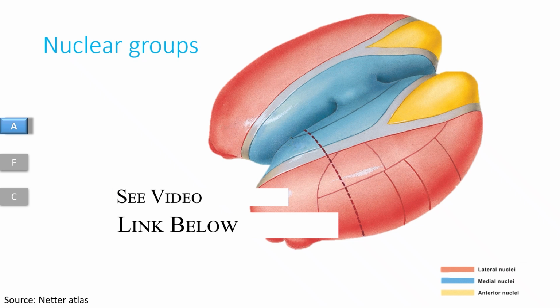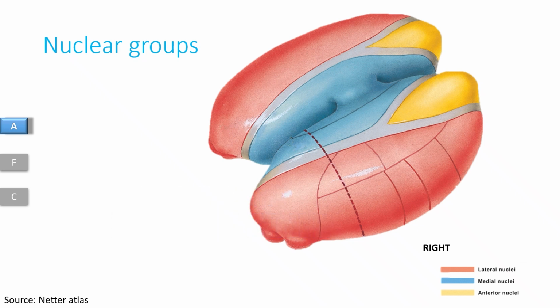Now coming to the nuclear groups, I've already shared a video about the nuclear groups, how we can study it, how we can learn it. Suppose this is the right thalamus and this is the left thalamus, and this is anterior and this is posterior.